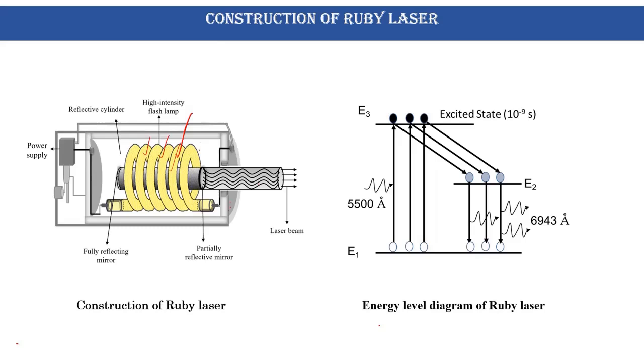Advantages of ruby laser. Ruby laser is economical. The output power is not as low as in the case of helium neon gas laser. Construction and function are simple and self-explanatory. There are some demerits in ruby laser. The efficiency is comparatively low. The optical cavity of ruby laser is short as compared to other lasers.